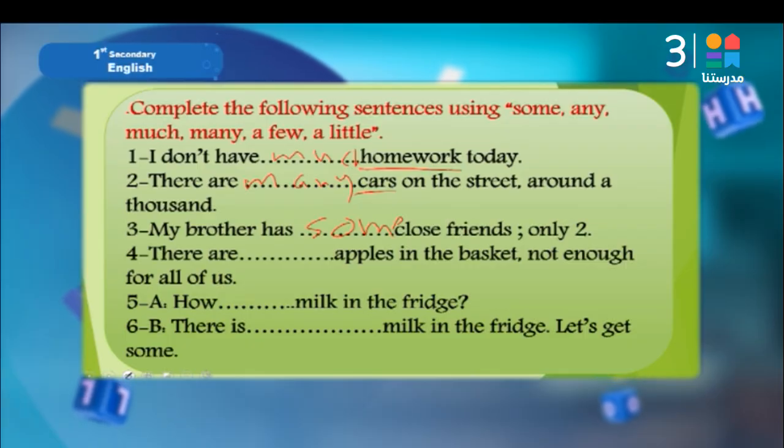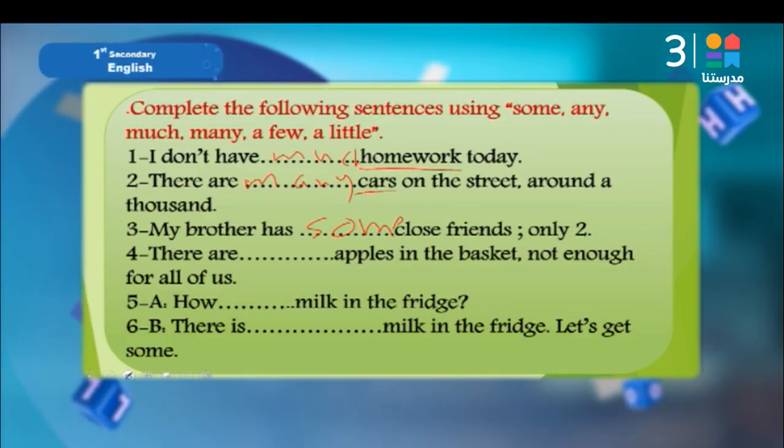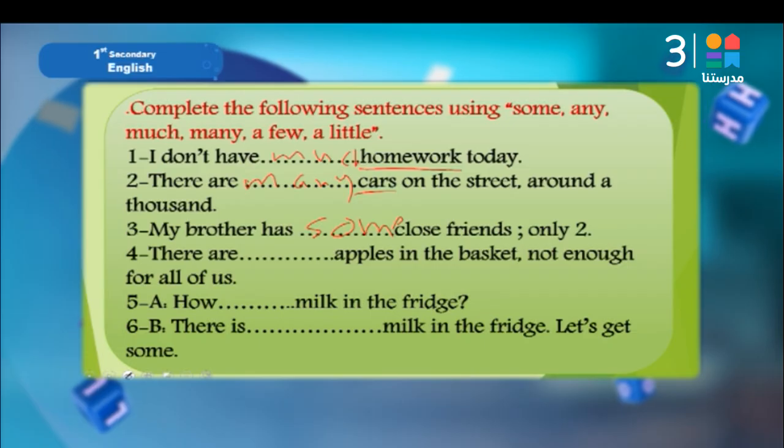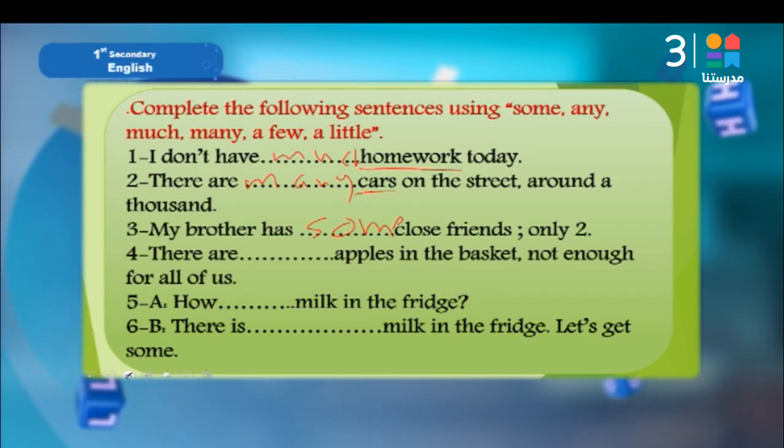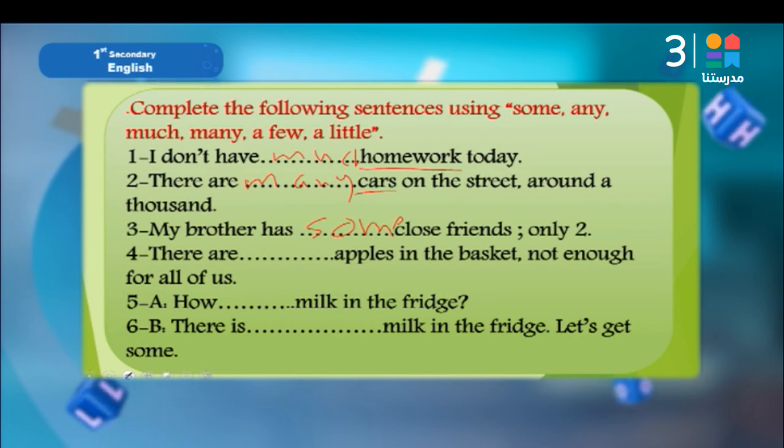Number 4, there are space apples in the basket, not enough for all of us. So what does this mean? They are not enough for all of us. And apples here is countable or uncountable? Countable, so we say what? A few.